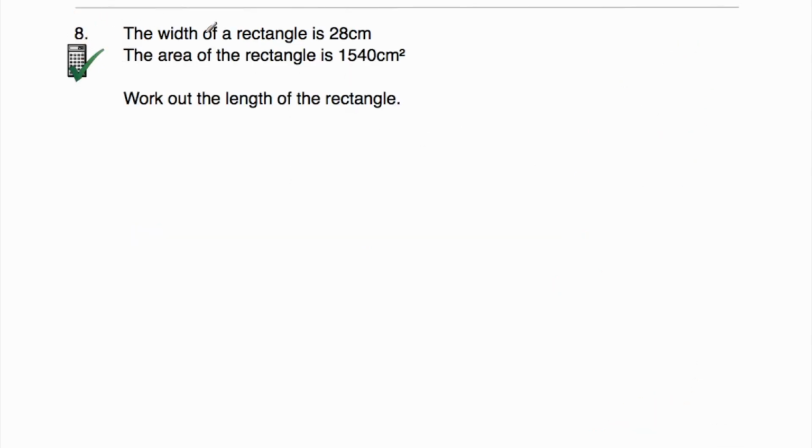Okay, question number 8. We've been told that the width of a rectangle is 28 centimetres, and the area of the rectangle is 1,540 centimetres squared. We've been asked to work out the length of the rectangle. To get the area of 1,540, we would have done the width multiplied by the length. So to find the length, we just need to take the area and divide it by the width. So on the calculator, 1,540 divided by 28 is equal to 55.